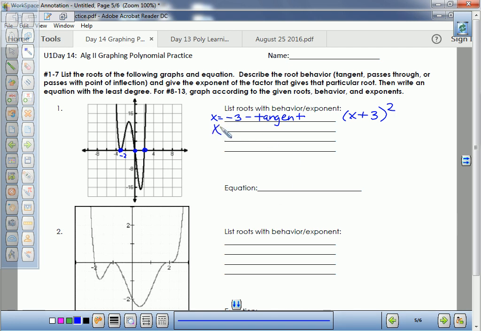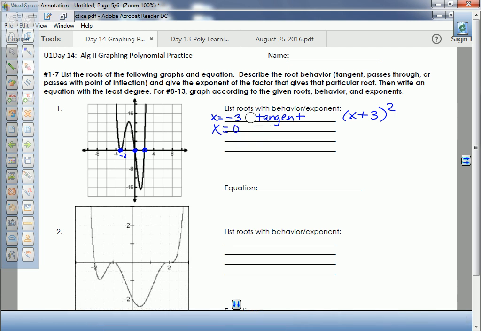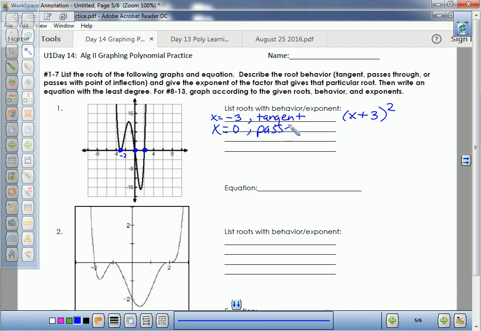All right, next one. It is 0 right here, x equals 0. And at x equals 0, it passes. So my factor would just be x. I could write x minus 0, but x is much simpler. And then my last one right here is +2. X equals +2, and it's just passing straight through. There is no reflection. So this would be x minus 2 to the first power. Now with the first power, we don't need to write it.